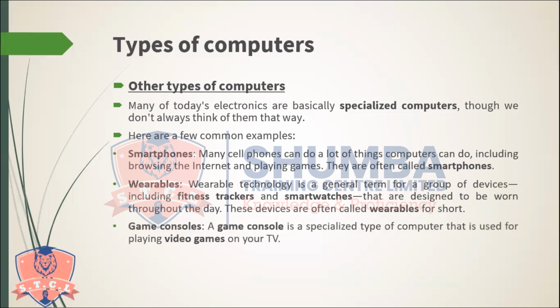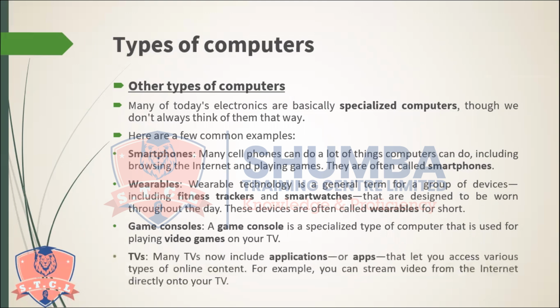Apart from that, we also have game consoles. A game console is a specialized type of computer that is used for playing video games on your TV. An example of a game console is maybe PS5, okay? Apart from that, you can also have box office. So these are examples of game consoles.